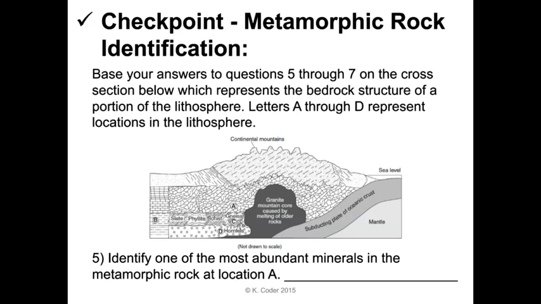So as we look at this diagram, we see a subducting plate of oceanic crust. So this must be a plate boundary where the continental crust is coming in contact with the oceanic crust. We have a granite mountain core caused by the melting of older rocks. So at one time, this must have been an igneous intrusion that was coming through.